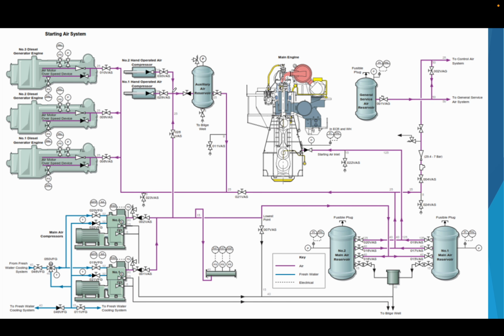As you can see in the diagram, this is a compressed air system. The air is being used for starting the auxiliary engine. One part of the air is being used for starting the main engine, and one part of the air goes through reduction to 7 bar. After that it is used for various purposes such as the general and service system, the control air system, and other purposes.